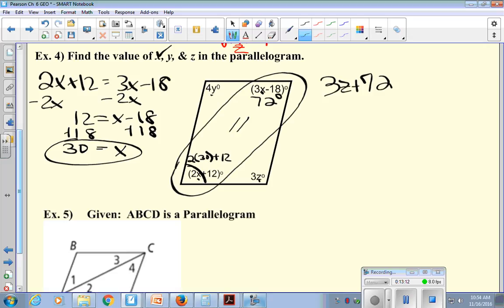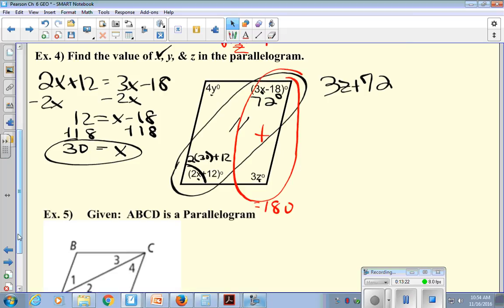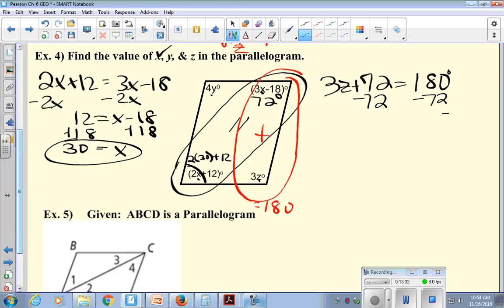plus our 72. So these are consecutive angles. They add up to equal 180. So 3z plus 72 is equal to 180. They look supplementary, and they are. We're going to subtract 72 from both sides. 3z is equal to 108.